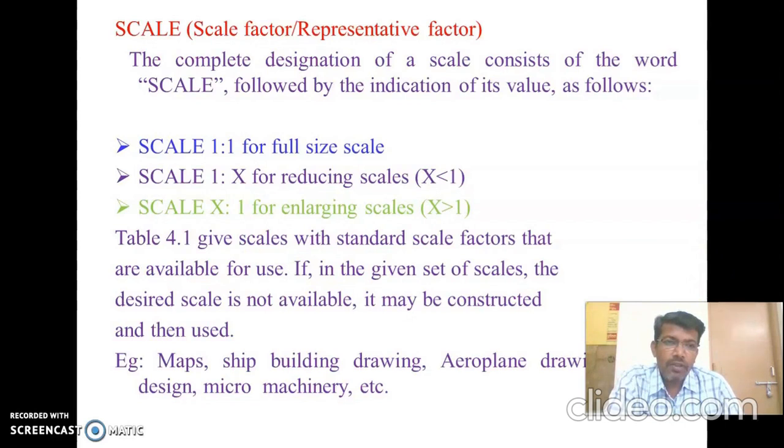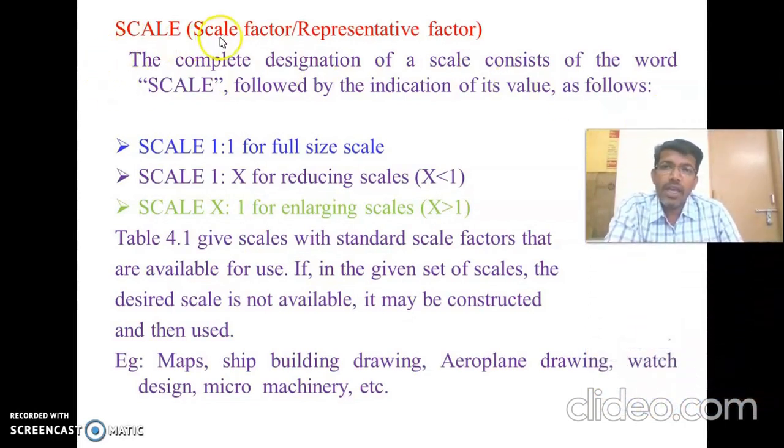So here you can see the scale factor or representation factor. The complete designation of a scale consists of the word scale followed by the indication of its value. That is, 1:1 for full scale, 1:x for reducing scale, where the x value represents how much you are going to reduce, and x:1 for enlarging scale. How much geometrical extension you are going to do is represented by x, which is equal to 1 centimeter or 1 millimeter, whatever it is.